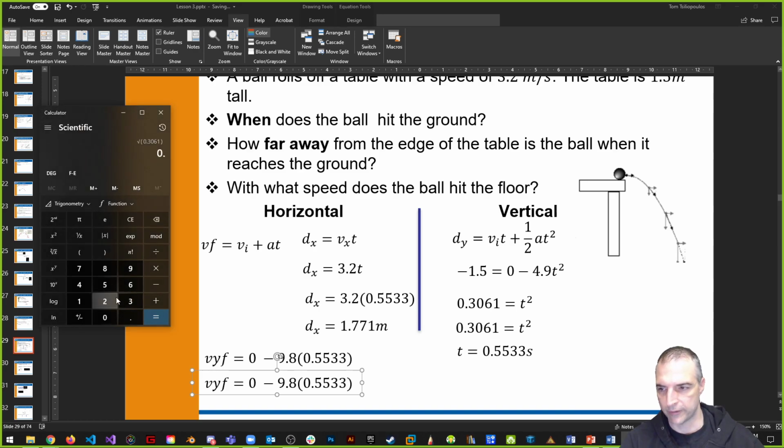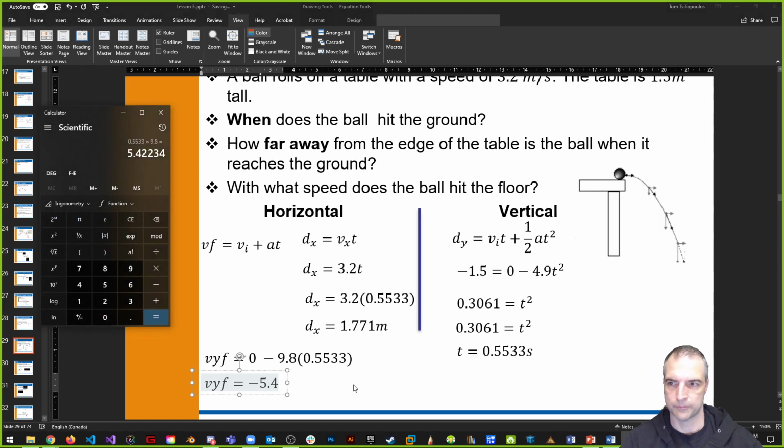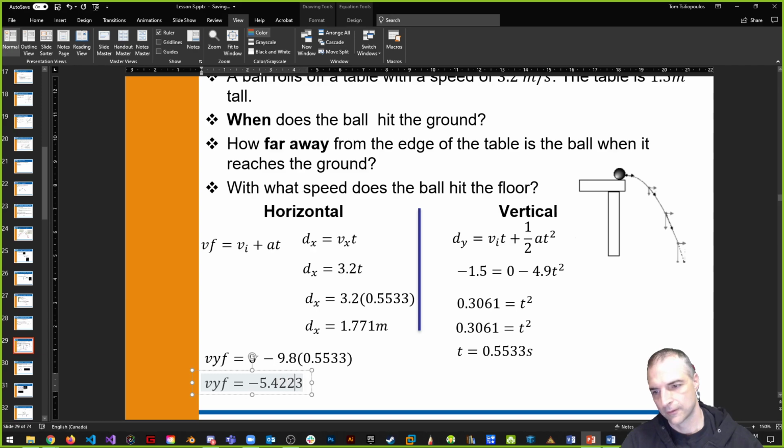So we can get 0.5533 multiplied by 9.8, and this is a negative 5.4 something. Negative 5.4223. Okay, so that's kind of where it is. Negative 5.4223 meters per second in the y-axis.